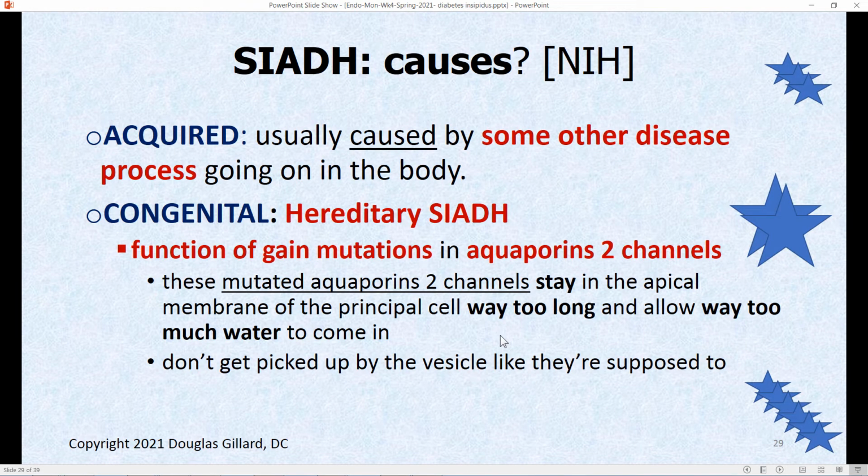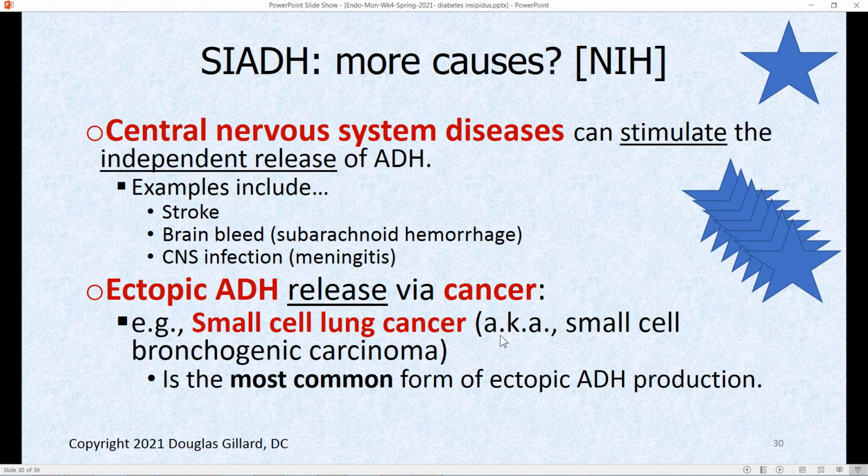So now what are the causes? So we have acquired causes, some other disease process in the body, which we'll look at in a minute. It could be congenital as well, meaning you're born with it. That's called hereditary SIADH. So there are mutations in the aquaporin 2 channels again. But these are interesting mutations. They're not broken. They're called gain-of-function mutations, meaning they're the opposite of broken. They work too well and can't be turned off. So these mutated aquaporin 2 channels, once you stimulate them with ADH, don't shut off like they're supposed to. And way too much water comes in. And yeah, you get a hyponatremia because of that.